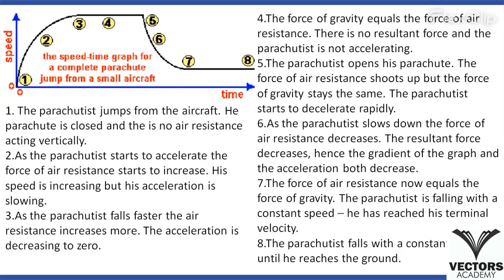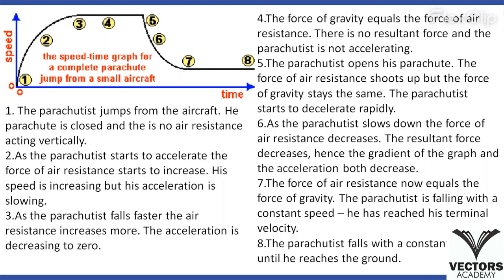His speed is increasing, but his acceleration is slowing. As the parachutist falls faster, the air resistance increases more. The acceleration is decreasing to zero. The force of gravity is equal to the force of air resistance. Therefore, there is no resultant force, and the parachutist is not accelerating.